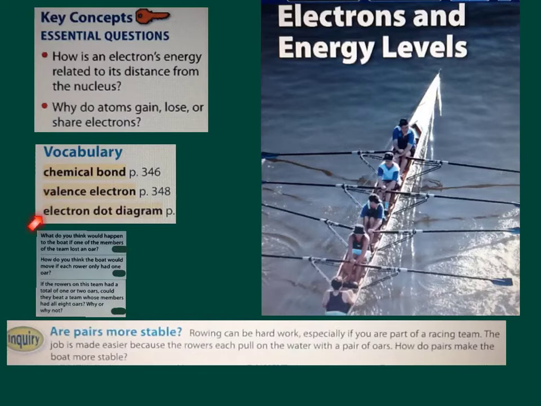Please write that information down in your science journal, and we will come across those definitions so that you can write those down also. Essential questions that we need to know by the end of the lesson. How is an electron's energy level related to its distance from the nucleus? That's question one. The other one, why do atoms gain, lose, or share electrons? Those two plus these vocabulary words, they all need to be written down in your science journal.